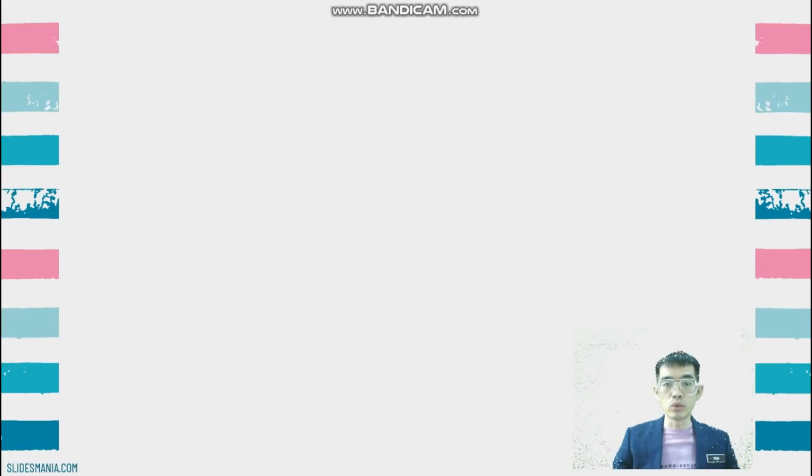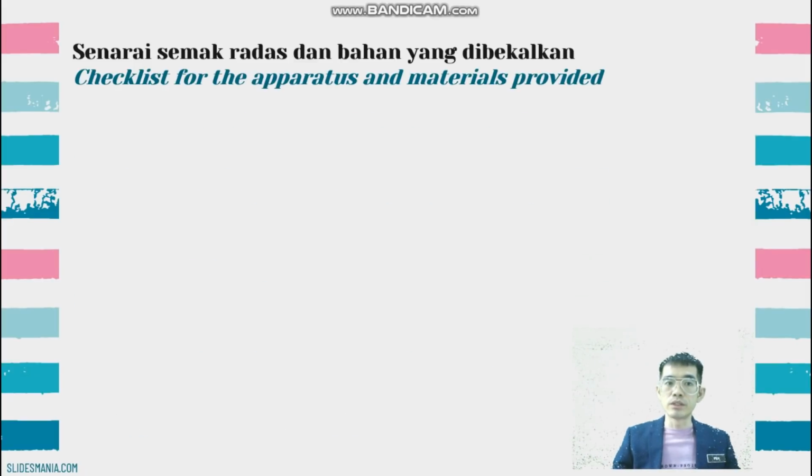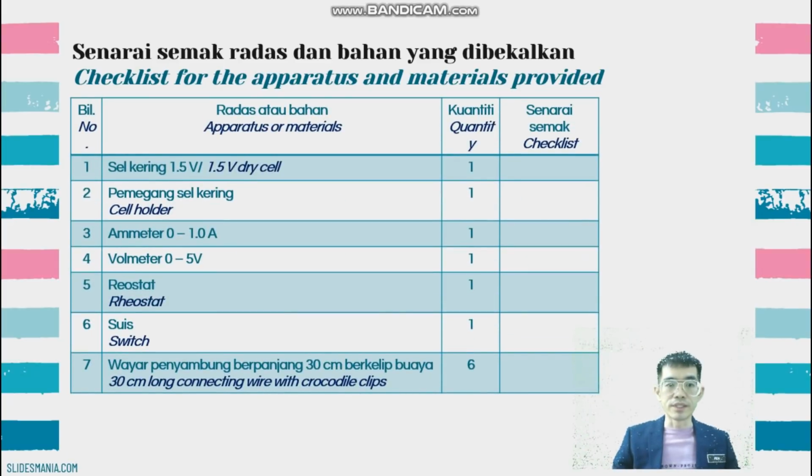Now let's read the question together. This is the checklist for the apparatus and material provided. There are 7 apparatus or materials for this experiment: a 1.5 volt dry cell, cell holder, ammeter, voltmeter, rheostat, switch, and six 30 cm long connecting wires with crocodile clips. If you check that all the material and apparatus are functioning and in the correct quantity, you may take the checklist.